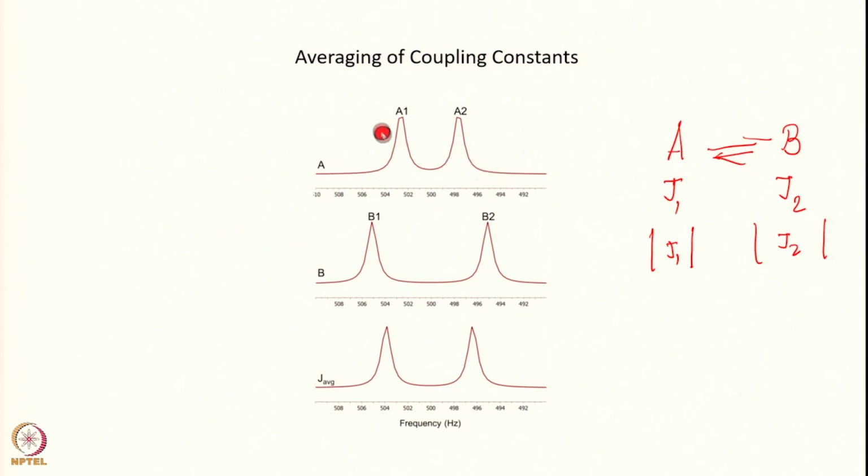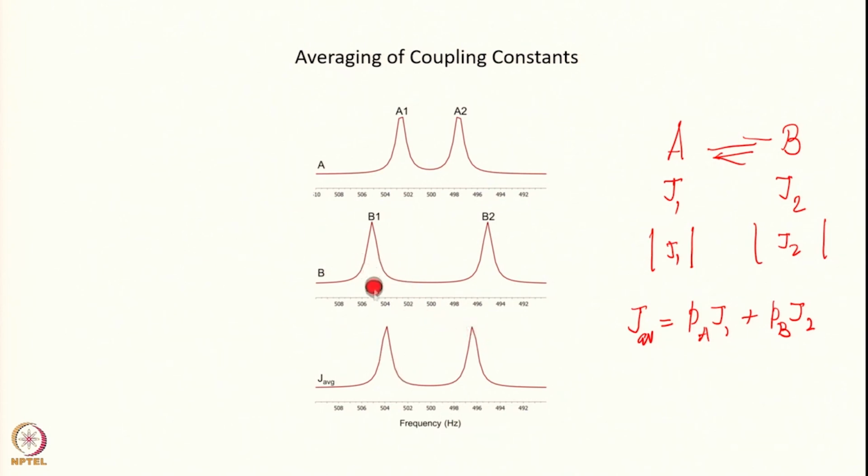So for the A site, I will have two lines because of the splitting, and the separation between them is the coupling constant. For the B site again I will have two lines and the separation between them is the coupling constant, okay. So now if there is an exchange here, the coupling constants also will get averaged out. The coupling constants will get averaged out, and then you will get J average equal to PA J1 plus PB J2, okay, and that is what you will see in the bottom spectrum here.